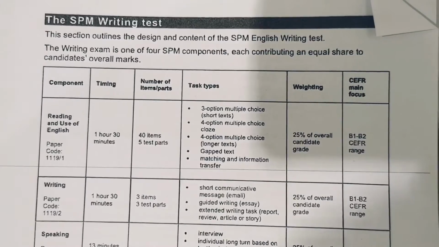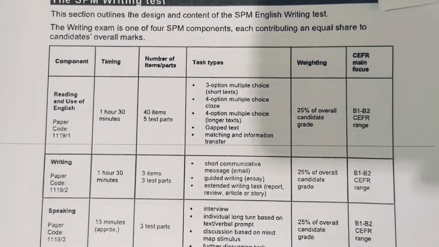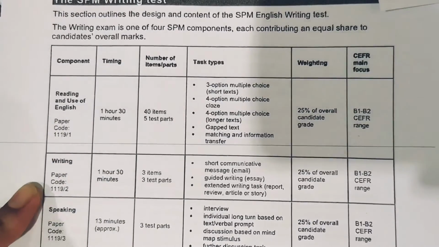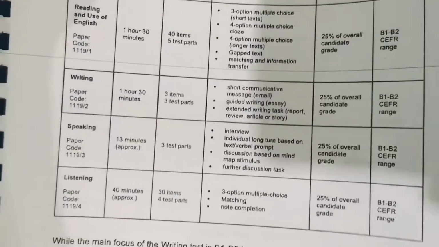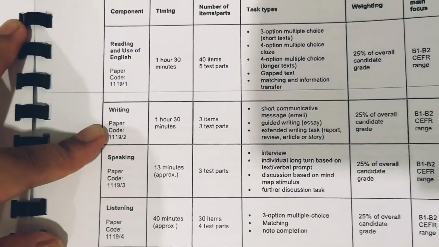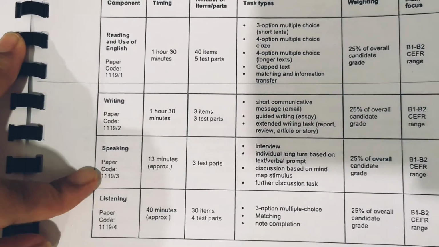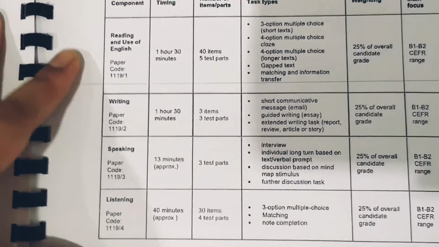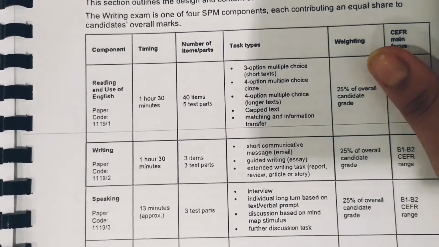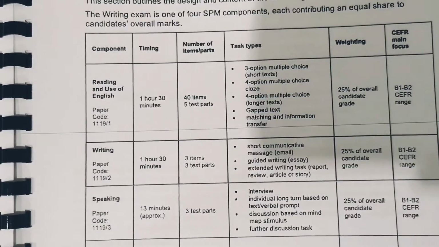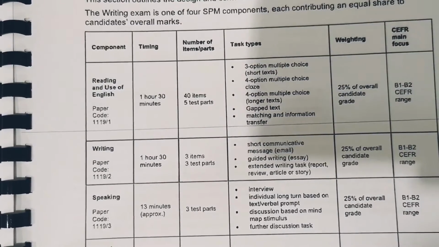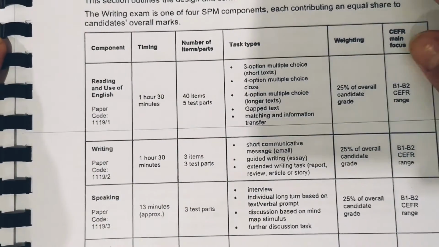Alright, so we'll go through this one by one. You are going to have the reading paper, writing, speaking, and not to miss out, the listening paper. So altogether there are 4 types of papers which you are going to sit for the SPM. I don't know if it's much easier or much harder in what you think, but my personal opinion is that it's going to be a lot easier because you can score in each of the sections. Okay, let's look at them one by one.